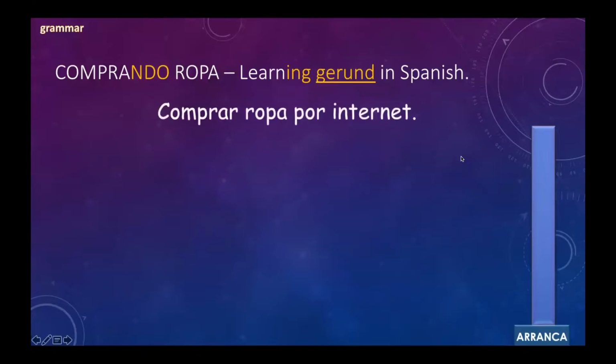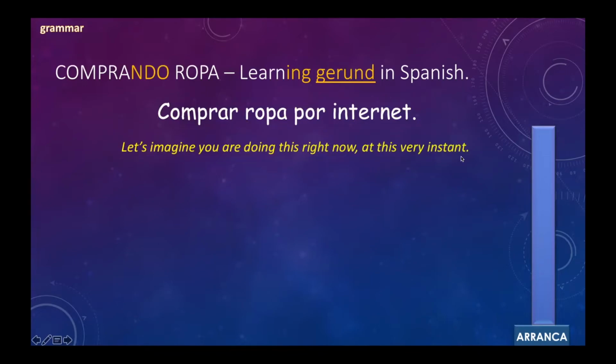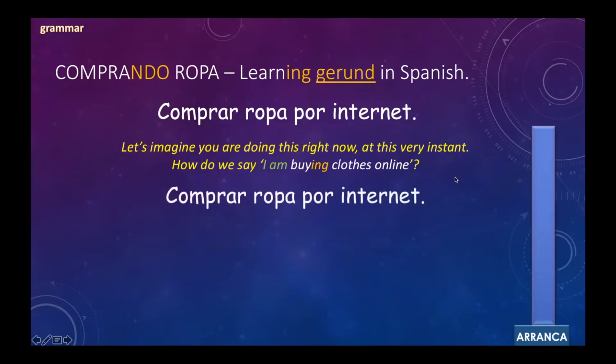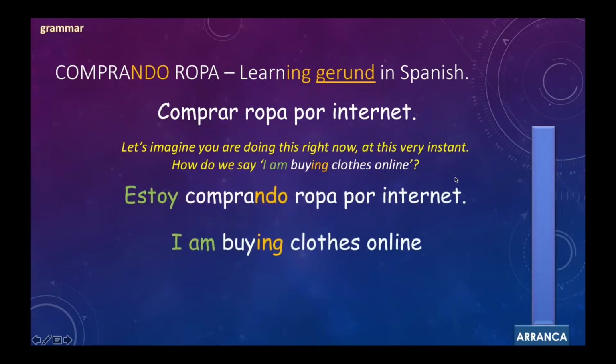Now let's have a look at this. Comprar ropa por internet, which is to buy clothes online. But let's imagine that you are doing this right now, at this very instant. So, how do we say, I am buying clothes online? Well, we say, estoy comprando ropa por internet. Now, that matches the English translation, I am buying clothes online.